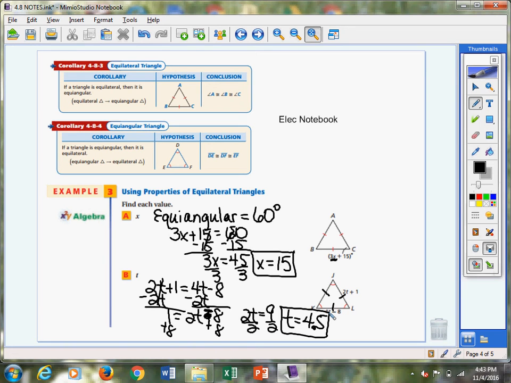So that's a little bit of how you can use some algebra with these two corollaries regarding the equiangular and equilateral triangles. If you have questions about that, please feel free to write those down and I'll help you.